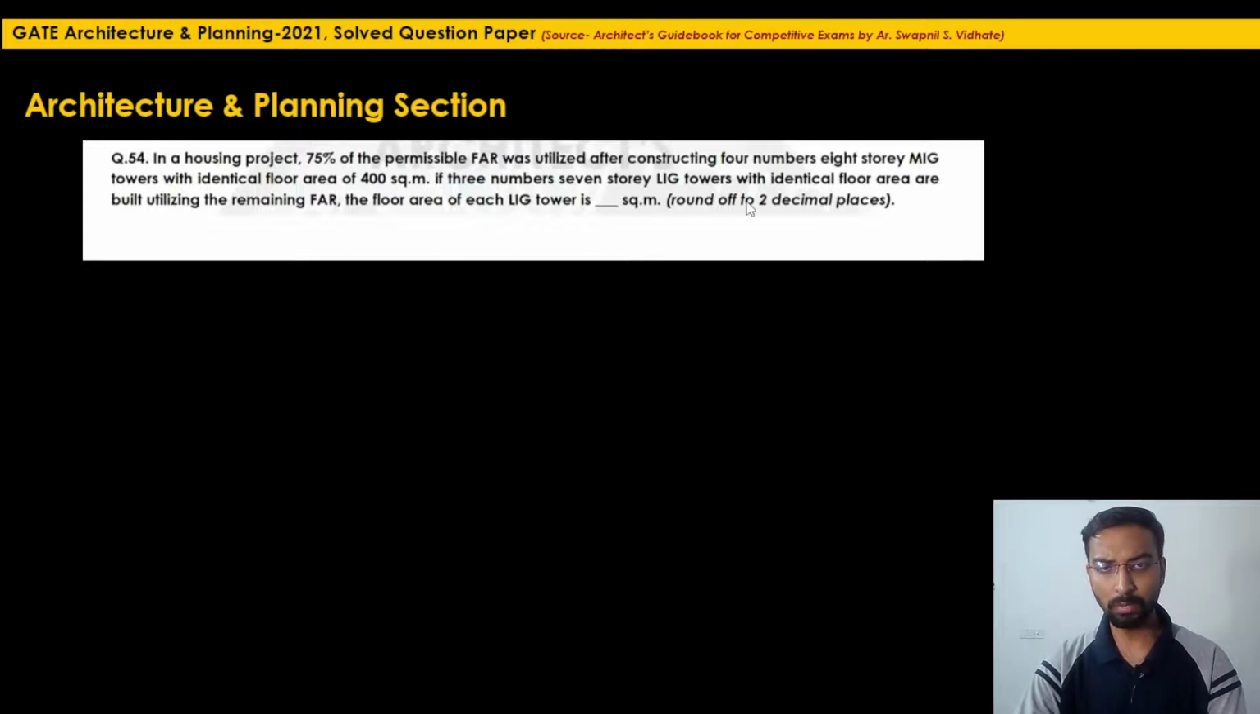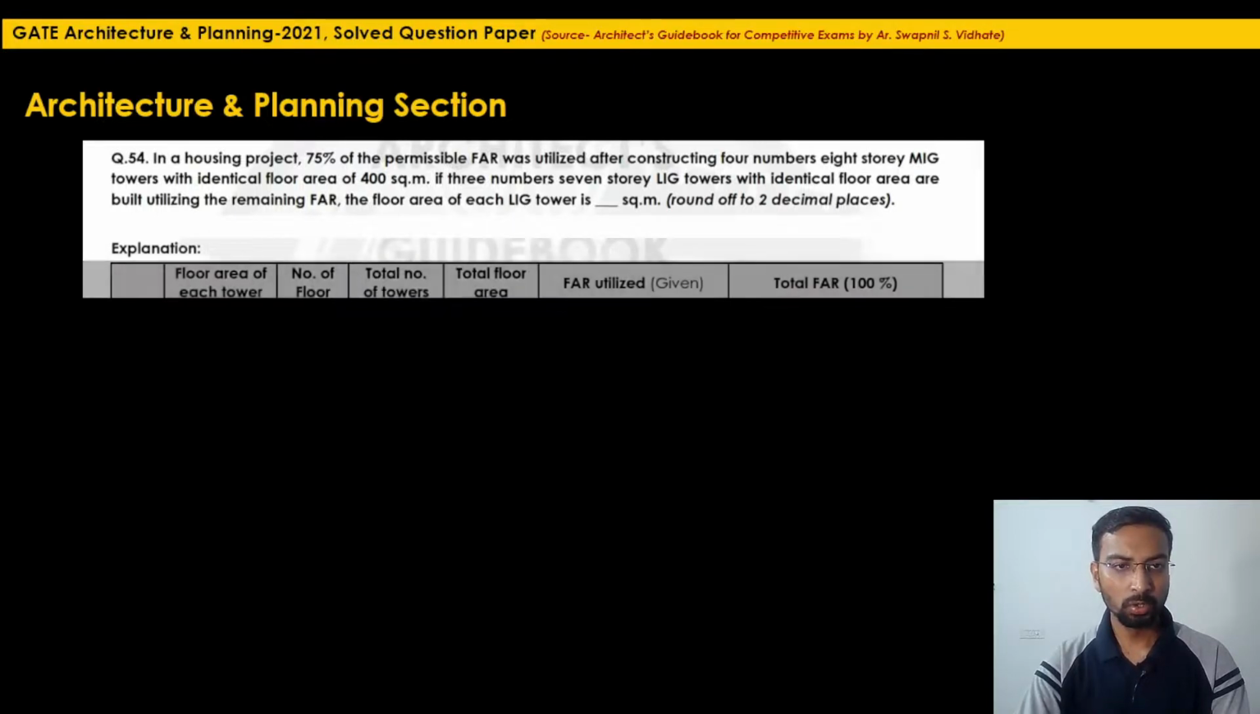In such a type of question, we have to just tabulate what data is given in the question, and then find the answer step by step. So in the explanation, we will write the floor area of each tower, how many floors there are, and the total number of towers. So we will get the total floor area, what FAR is utilized as per the given information, and the total FAR, because here they have mentioned that only 75% of permissible FAR has been used by constructing the MIG towers.